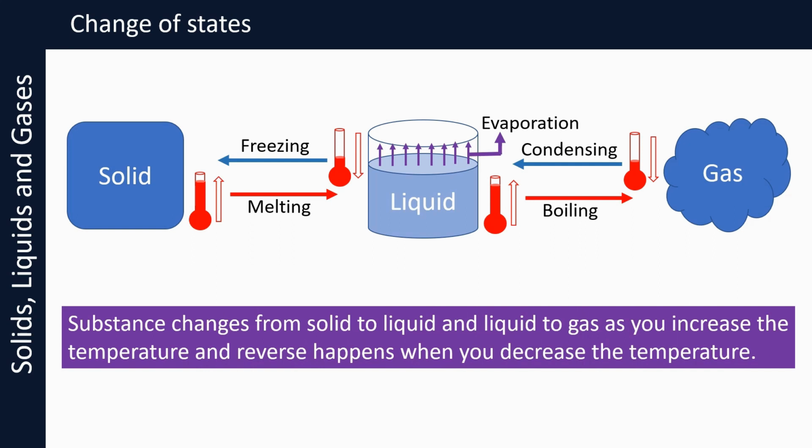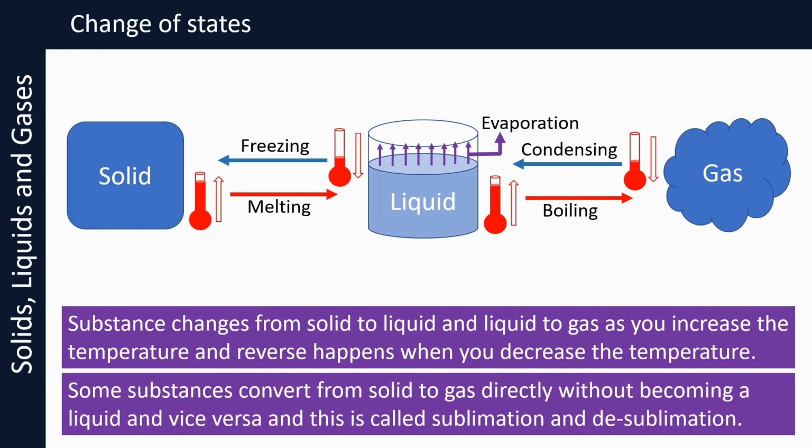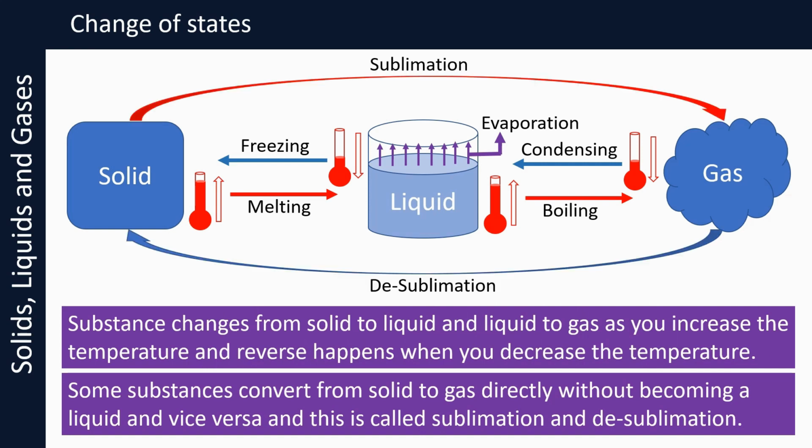Evaporation is the stage before boiling, and it happens from the top layer of the liquid. Some substances convert from solid to gas directly without becoming a liquid, and vice versa, and this is called sublimation and desublimation respectively. Let's look at each of these state changes in detail.